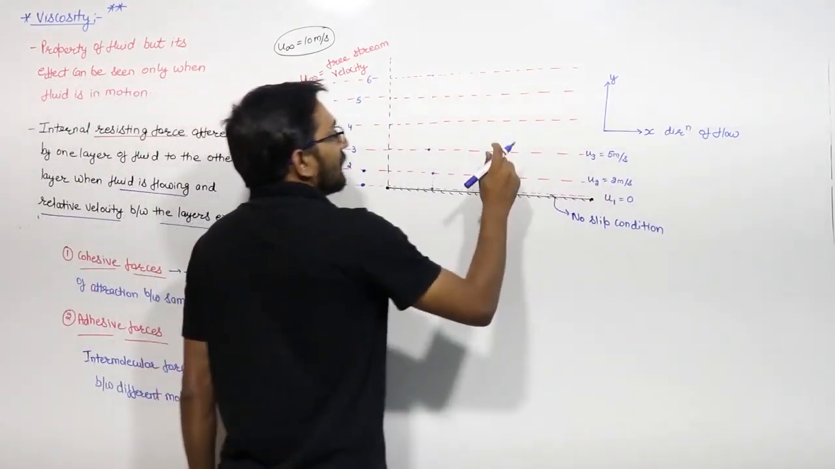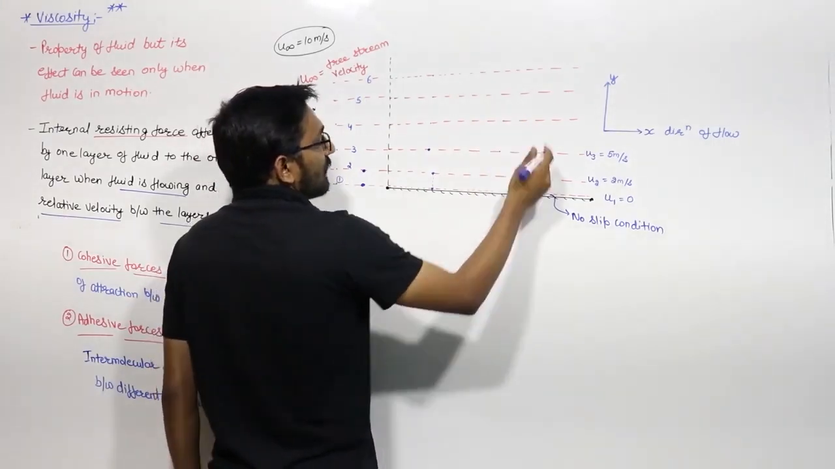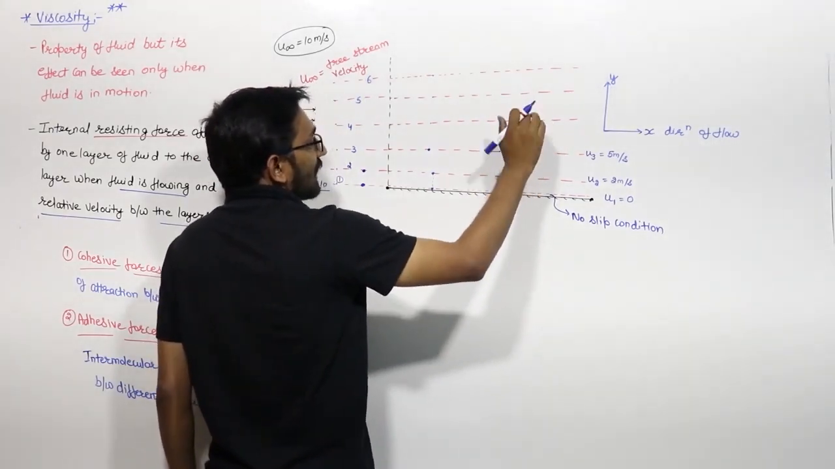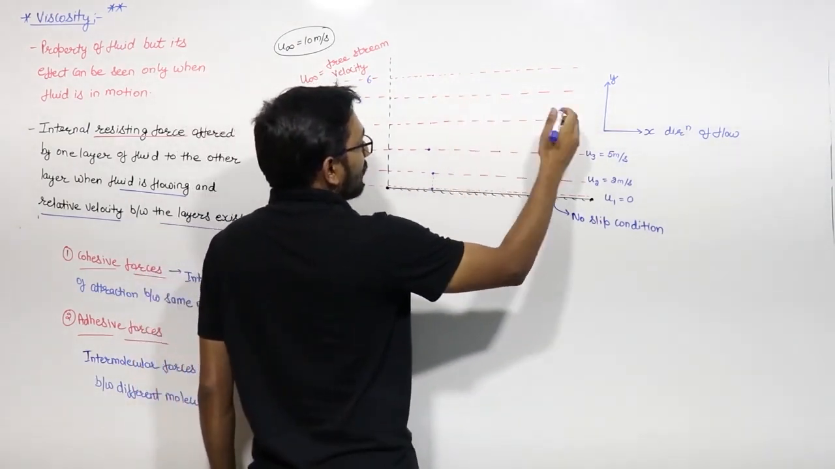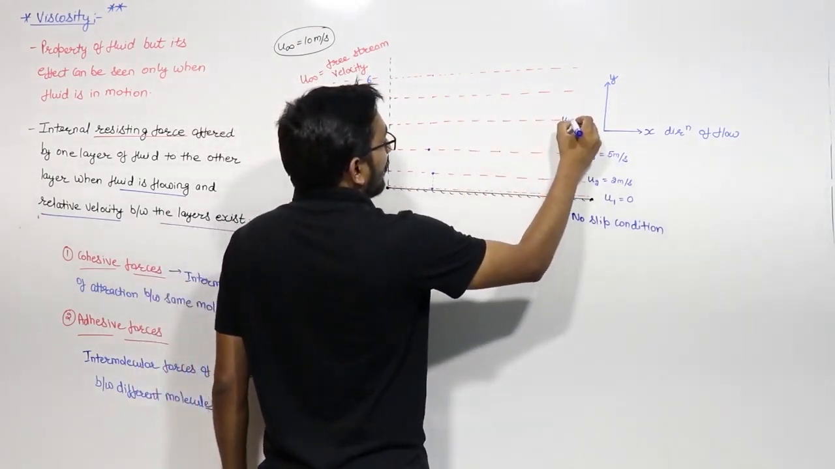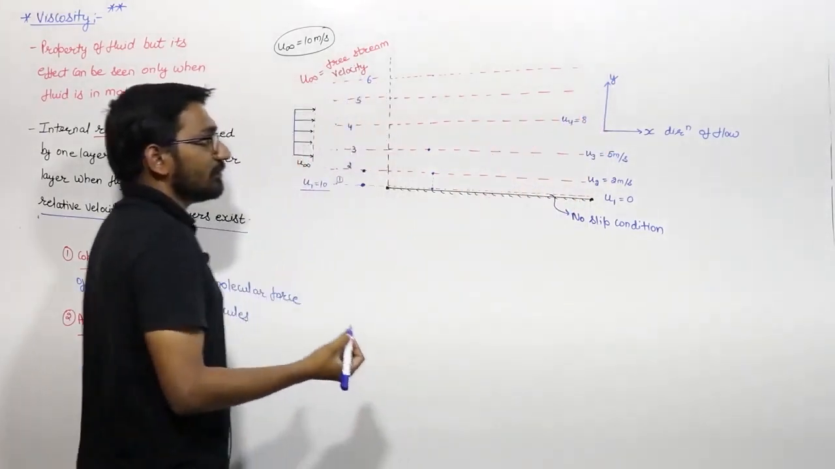Similarly, there is a difference of 5 meter per second. It is moving with 4, it is moving with 5. A relative velocity of 5 meter per second is there. So one resistance force will be there on layer 4, and let us say the U4 will be 8 meter per second.